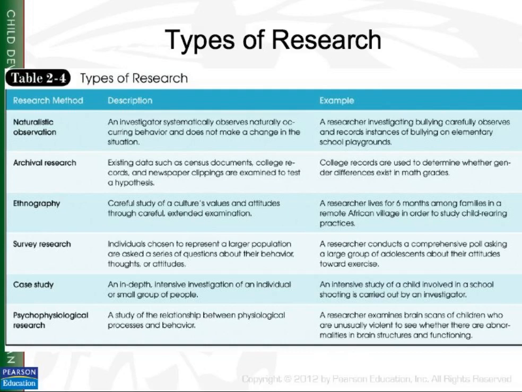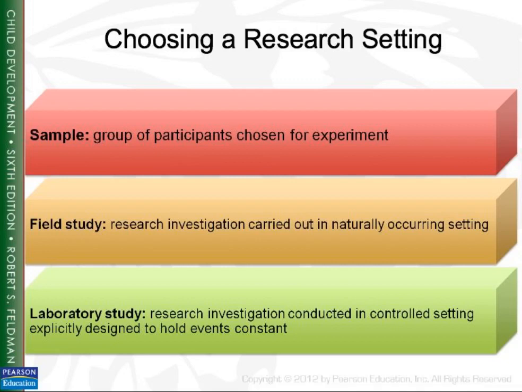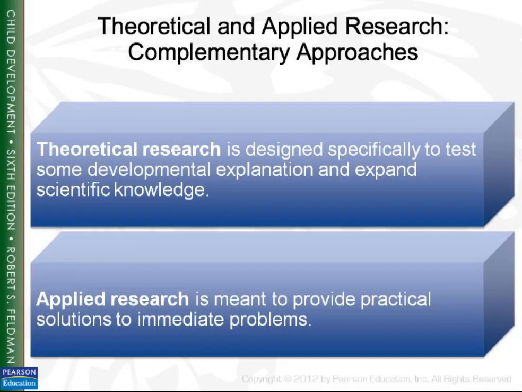Important terminology when we're talking about research is the sample, and those are your participants in a study. A field study is just saying that it's being carried out in the natural setting versus a laboratory study, which just means that there's a controlled environment for the people involved. Theoretical research versus applied research. Theoretical research is usually when you're just looking to learn more about a particular topic. Applied research is usually used when you're looking to solve a particular problem. Take a look in your book on page 42. There's examples of each. I would definitely be aware of those.